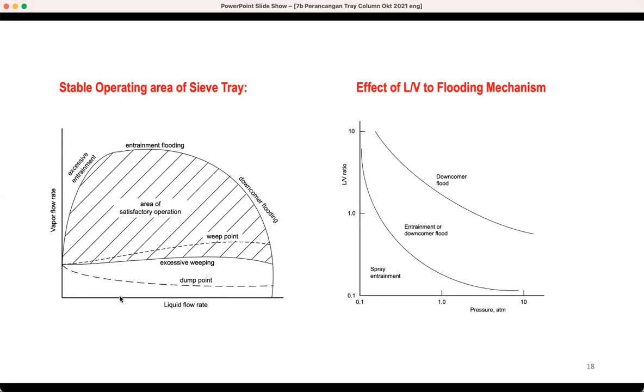If you have a low liquid flow rate and a high vapor flow rate, your liquid will be carried over to the upper tray. This is called excessive entrainment. Or if you have a moderate liquid rate but a very high vapor flow rate, it will have entrainment flooding. Or if you have a very high liquid flow rate, you will also have flooding in the downcomer.